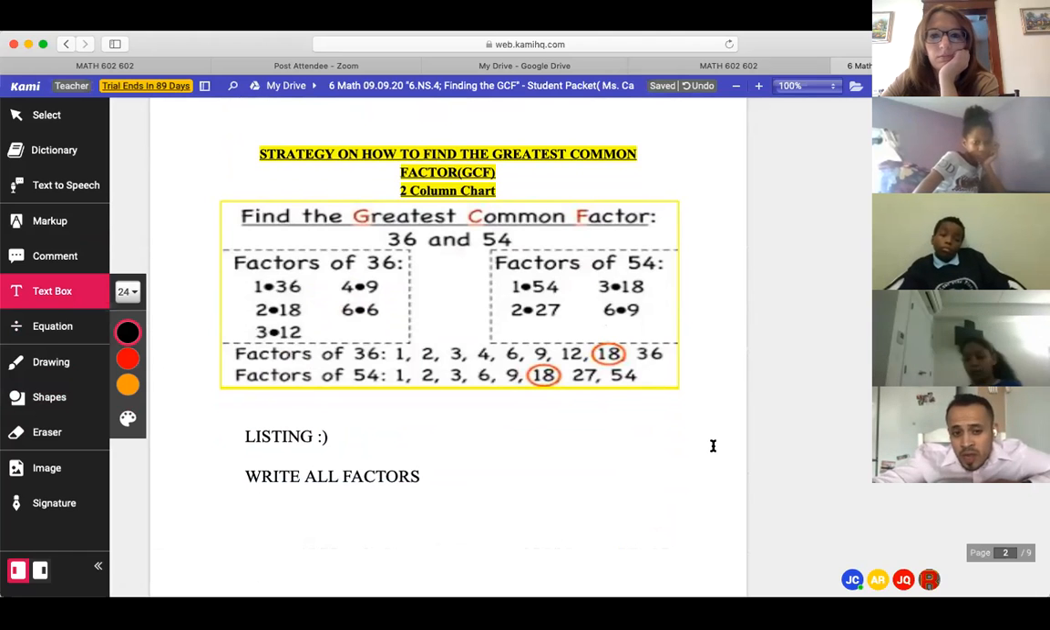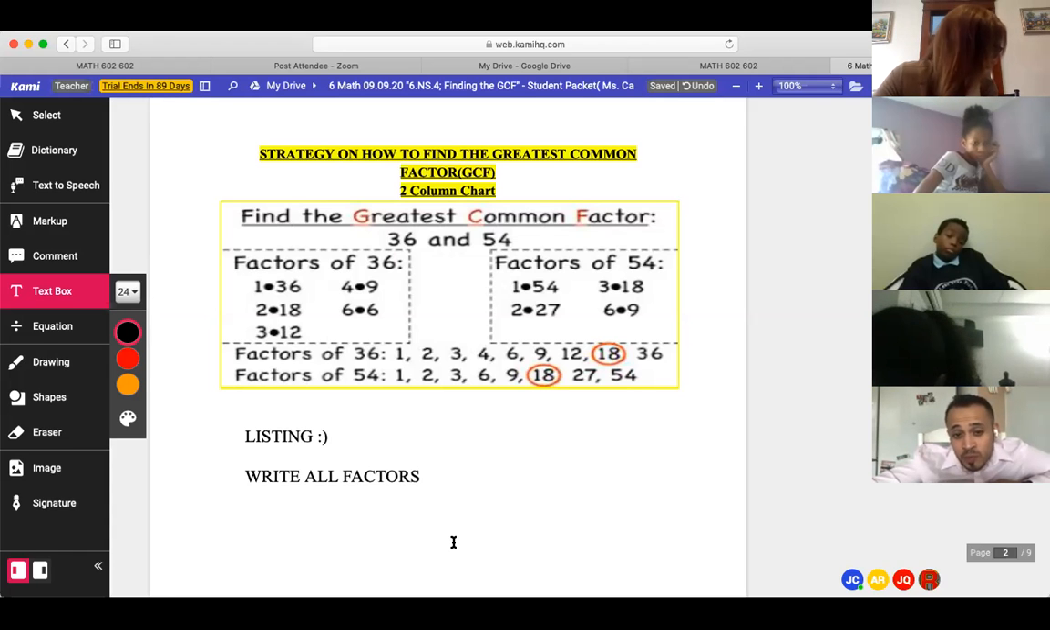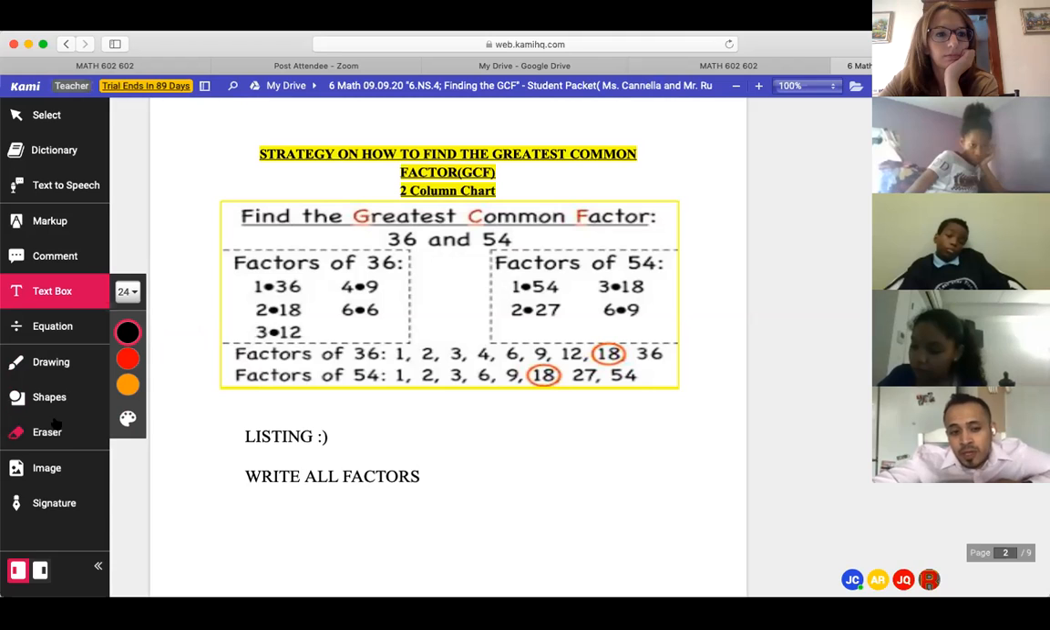Those are all the factors. Then you go and grab the second number, 54. 1 times 54, 2 times 27, 3 times 18, and 6 times 9. Afterwards, you list them out any way possible, and you locate the highest number that they share in common, which is why it's called the greatest common factor. In this case, it is the number 18, right? As you can see in front of you.